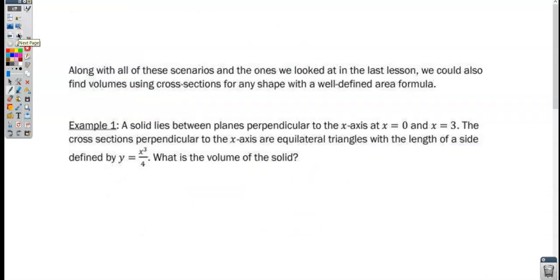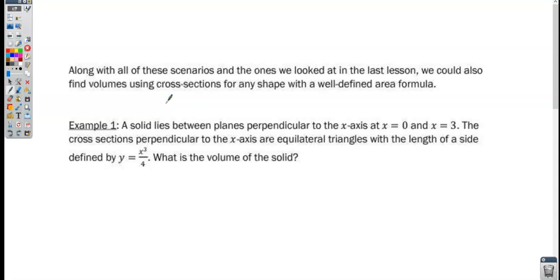Another thing you need to be aware of, again, I kind of casually mentioned this, along with all of these and the ones we looked at in the last lesson, we can find volumes using cross-sections for any shape with a well-defined area formula. I've seen some problems on the AP exam over the years where they say, hey, the cross-sectional area of this is, and they'll just give you any old area formula, and then you need to use that as your integrand. Or I could really do any shape. It just gets a little bit more complicated.